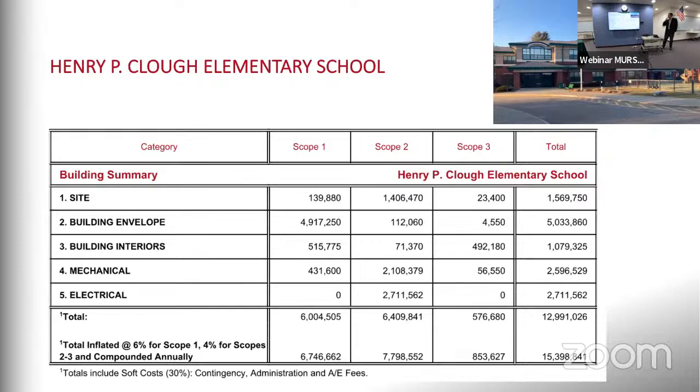So these are the summary tables for each school. The first one is the Clough School. The highest category that we had here was the building envelope, and that's largely because of the roof. The roof is just about approaching the end of its lifespan, and it needs to be replaced at some point soon. And Clough has both a shingle roof and a membrane roof, and both types of roofing would be replaced.